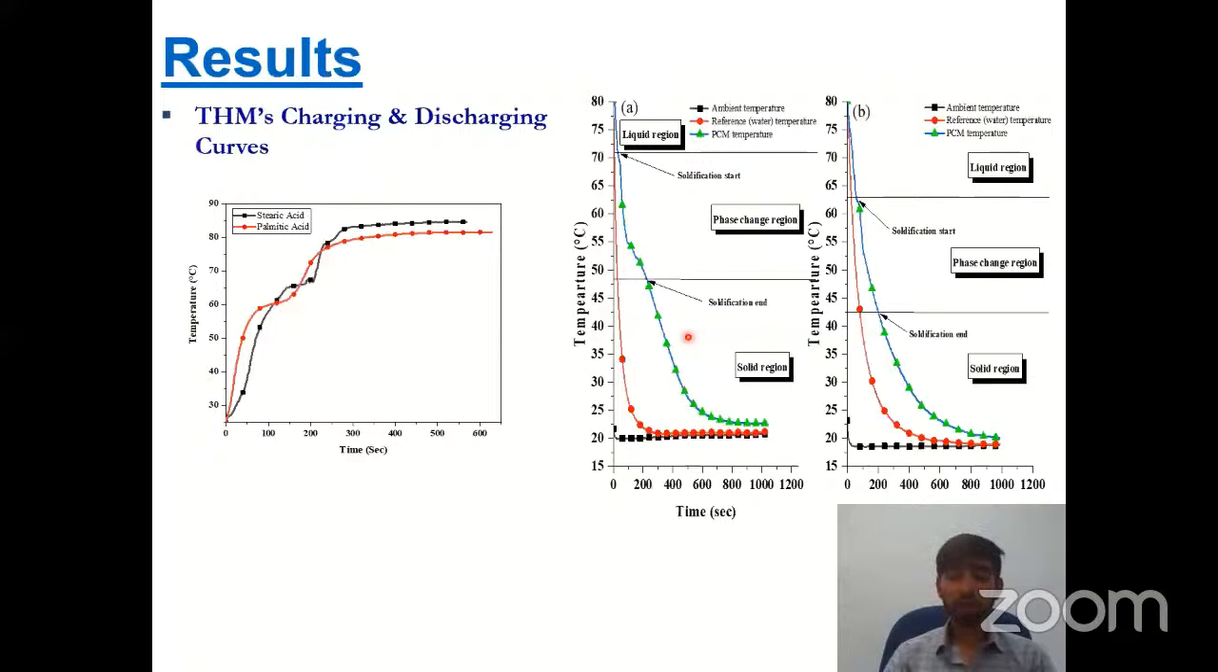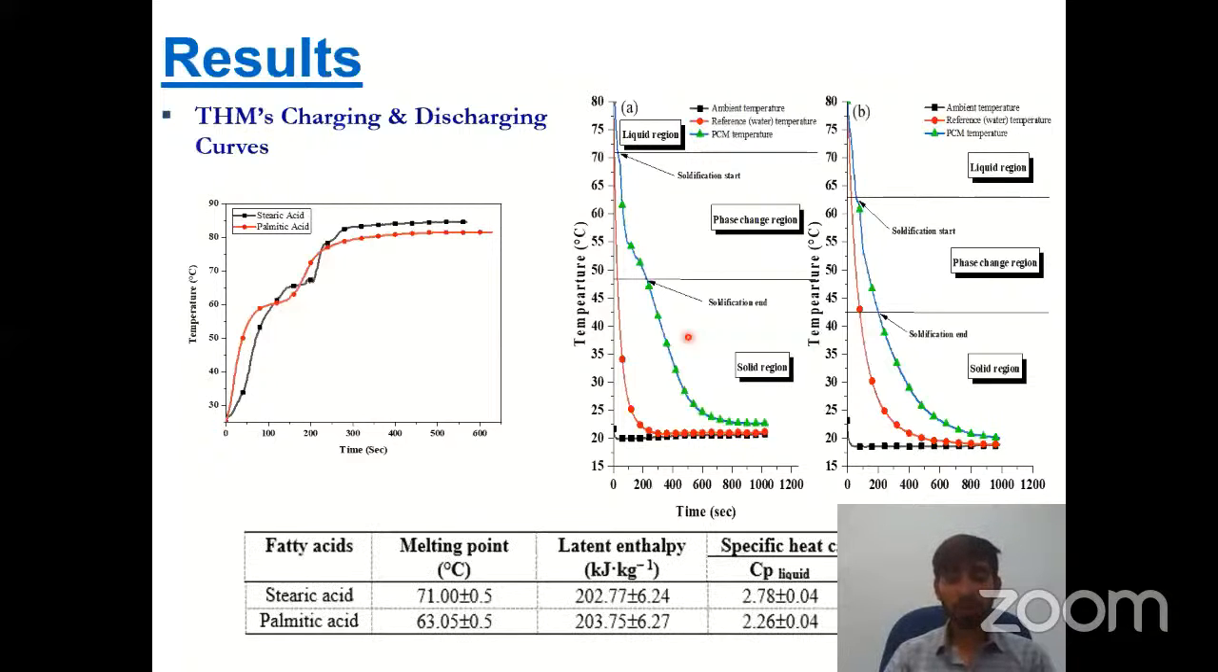After using the formulations, we obtain the values for the stearic acid and palmitic acid, like melting point, latent enthalpy, and specific heat in the liquid form and in the solid form. And the plus minus shows the uncertainty of the experimental setup, because each experimental setup has some uncertainty, which is also added in the values.